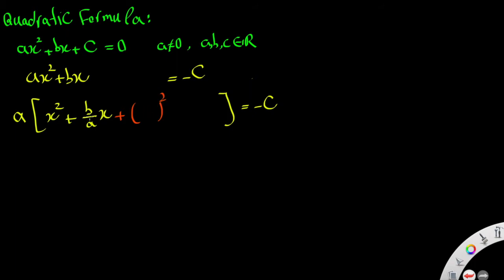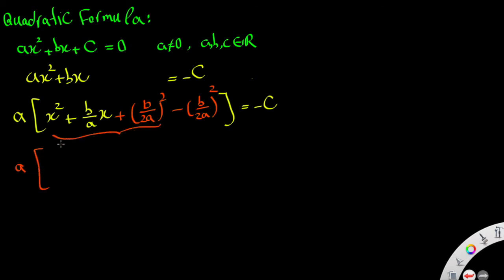Half means multiplied by 1 over 2. So half of b over a means 1 over 2 times b over a, so it will become b over 2a. It is added, and the same thing is subtracted. Squared. Now, it will become a.